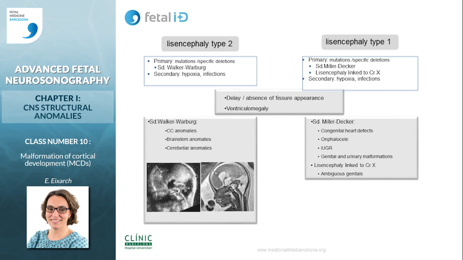For example, in the Walker-Warburg syndrome, we can also see associated anomalies in the corpus callosum, the brainstem, and cerebellar anomalies. Therefore, if we find corpus callosum agenesis, we will think of a lissencephaly type 2. Nevertheless, in the Miller-Dieker syndrome, we will find congenital heart diseases, omphalocele, IUGR, or genitourinary malformations. Therefore, the ultrasound will help us first to identify the lissencephaly and second to guide us whether it is type 1 or 2.